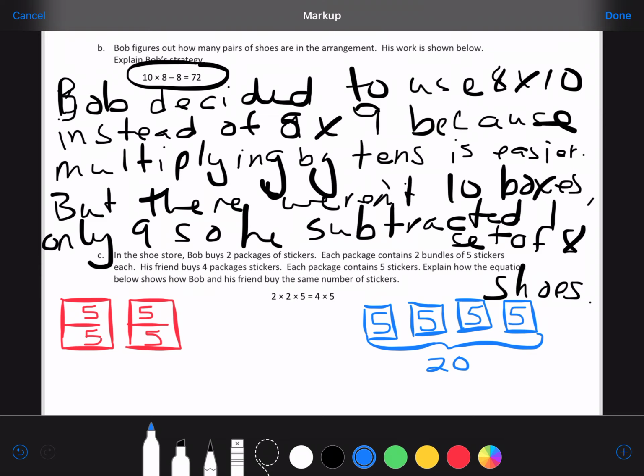The question says, explain how the equation below shows how Bob and his friend buy the same number of stickers. So we can look at this 4 times 5, and that definitely relates to this. We had 4 boxes or 4 packages times 5 stickers each equals 20. Now Bob's side is a little more complicated. He bought 2 packages, right? But with 2 sets in each package with 5 altogether. Notice that 2 times 2 still equals 4, so you get 4 times 5 that way also, right? Which would be the same 4 times 5 we have here, which is still 20. I think the picture should be enough to explain, but you should also add a sentence, right?